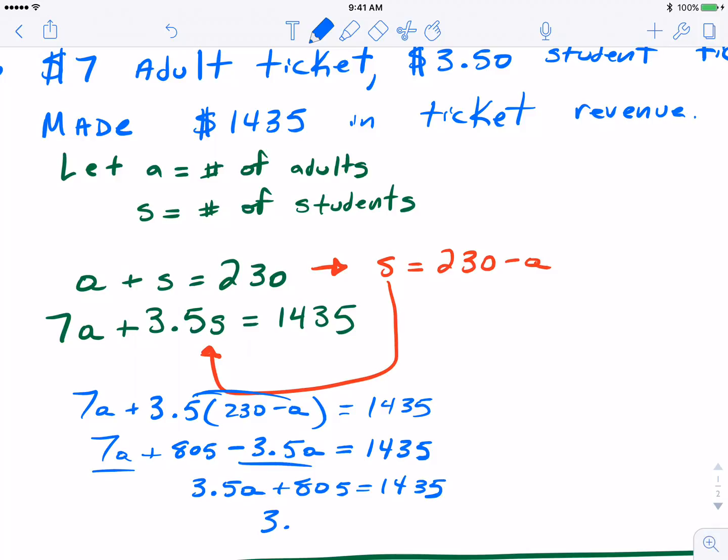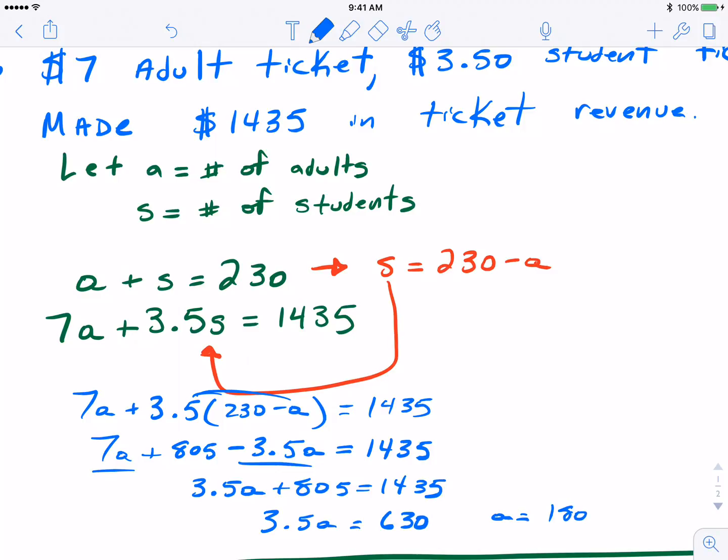Okay, subtracting 805 from each side will give me 630. And now I would simply divide each side by 3.5, and I would get 180.